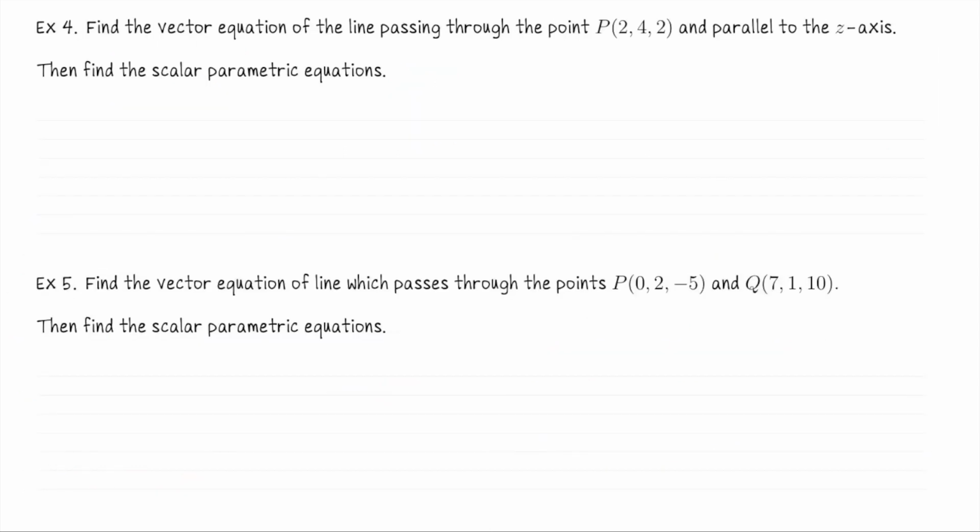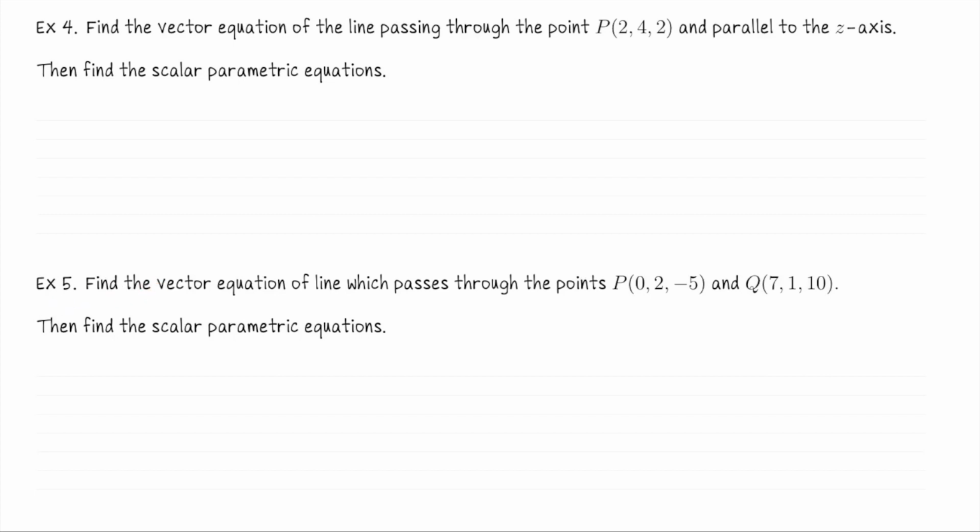Let's finish this lesson with 2 more examples. First, let's find the vector equation of the line passing through the point (2, 4, 2), which is parallel to the z-axis. We'll find the vector form, and then we'll write down the scalar parametric equations.